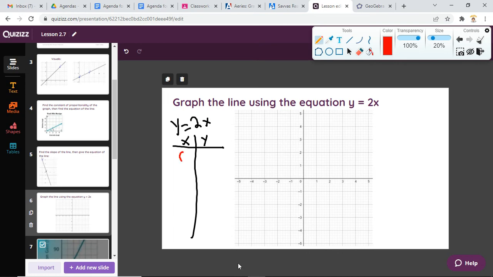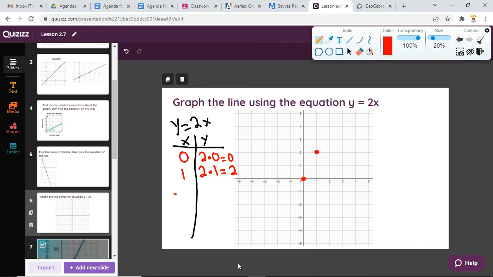For example here, let's do 0. Well, when x is equal to 0, y is equal to 2 times 0, which equals 0. So when x equals 0, y equals 0. So I can go to the coordinate (0, 0) and make a dot. My next coordinate here, how about when x is equal to 1? When x is equal to 1, we go back to our equation up here, right? This is 2 times x, so I need to do 2 times 1, and 2 times 1 is 2. So when x is equal to 1, y is equal to 2. So we'll go to the coordinate (1, 2).